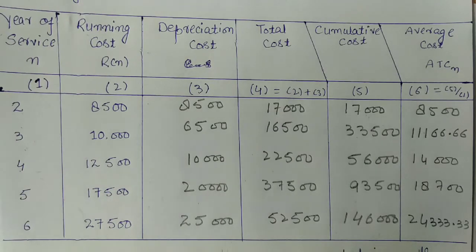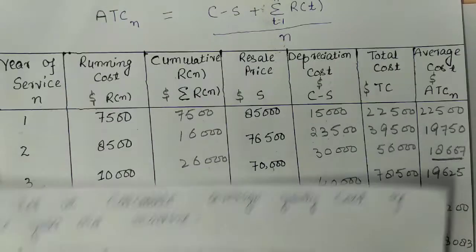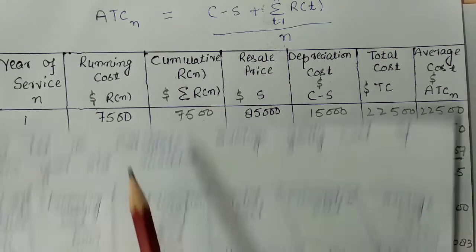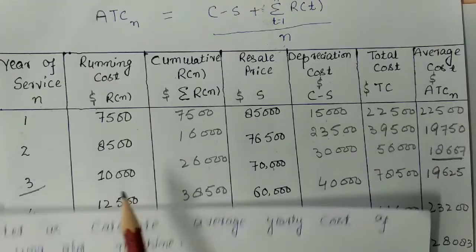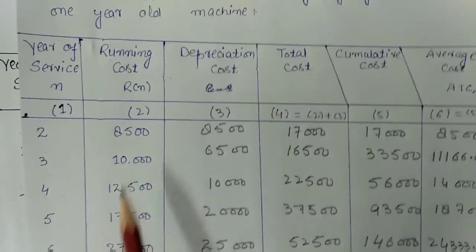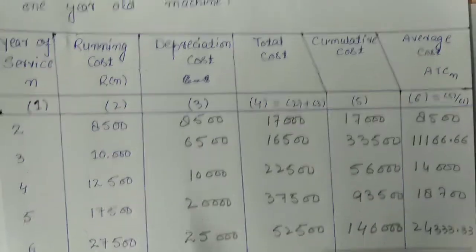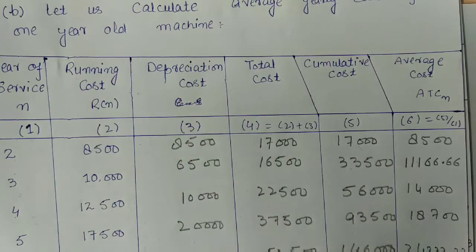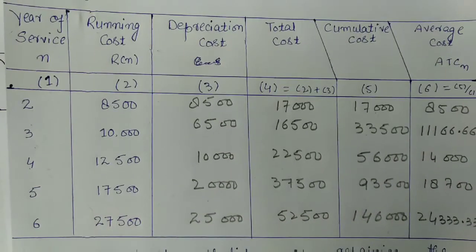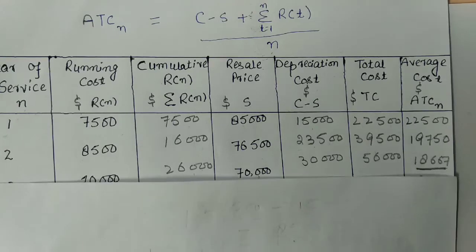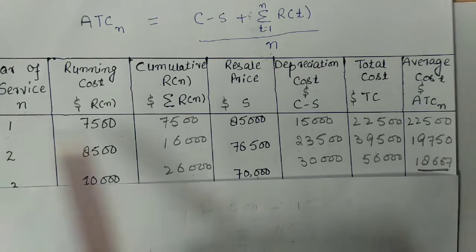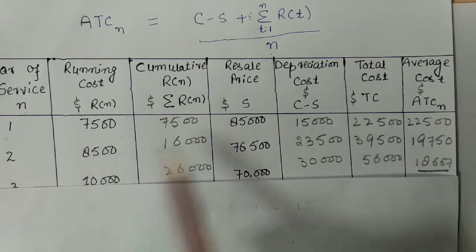Now the running cost here from the second year is 8,500. So I will write 8,500. Then 10,000, and then 12,500, and so on. After that, I will find the depreciation cost for the 1 year old machine. Now here the depreciation cost for the first year is 15,000, and for the second year is 23,500.